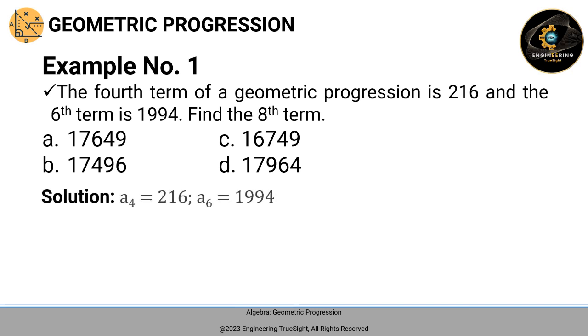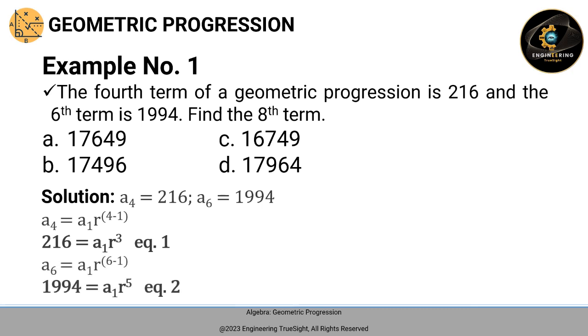Solution. The given is a sub 4 is equal to 216, a sub 6 is equal to 1994. a sub 4 is equal to a sub 1 times r to the power of 4 minus 1, where n is equal to 4. So, applying the given above, 216 is equal to a sub 1 times r to the power of 3. That is our equation 1.